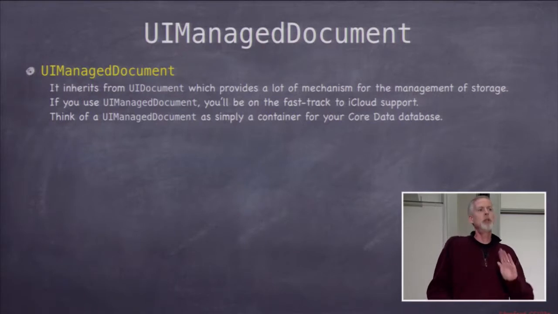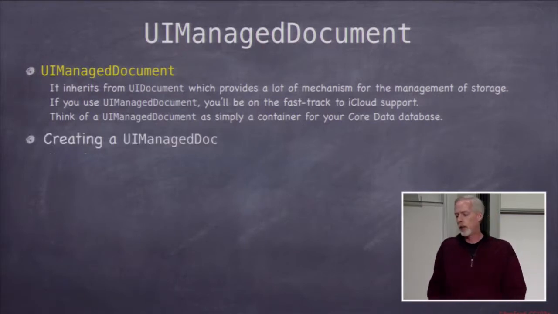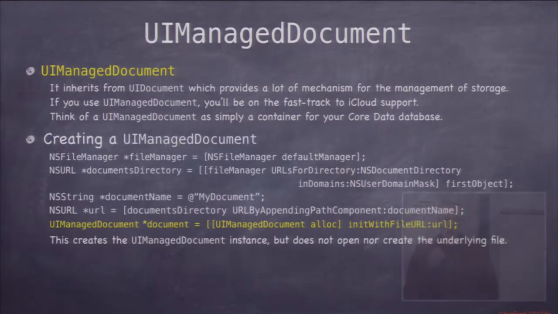Then we'll dive back into, now that we have a context, how do we do Core Data? So here's how you create a UIManagedDocument. You alloc init it. Its designated initializer is initWithFileURL. You have to give it the URL where this Core Data database is going to be stored. I put these 4 lines of code that are in white, before the yellow here. They describe how you would create a document called MyDocument in the user's Documents directory.